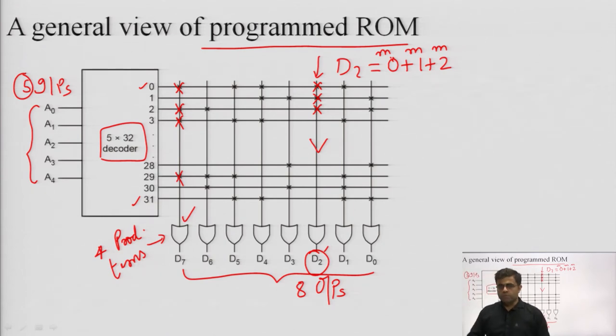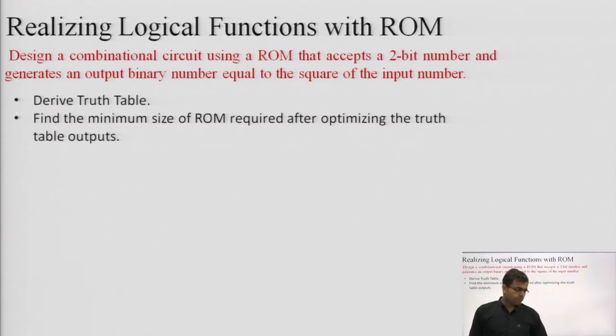To have further clarity into the programming details of the ROM, now we will be preparing a separate circuit from scratch. Let us say this is the question provided to us, which is saying: design a combinational circuit using a ROM that accepts a 2-bit number and generates an output number equal to the square of the input number. So, we have to check what kind of connections are to be there, and first of all we have to choose the decoder size.